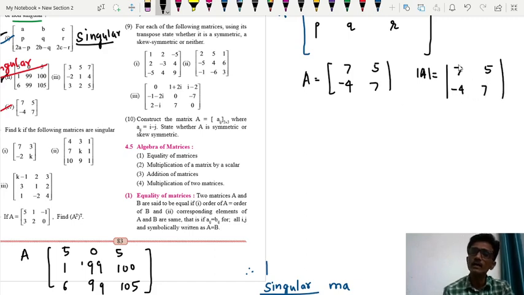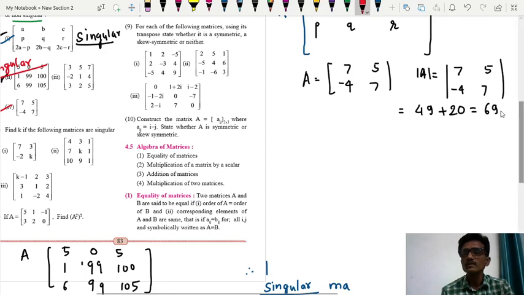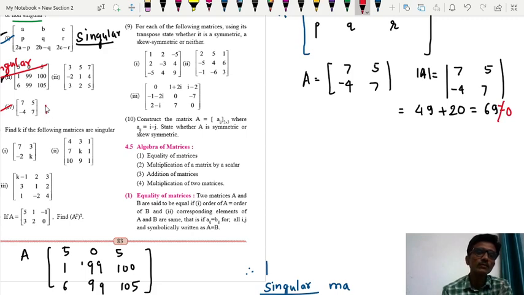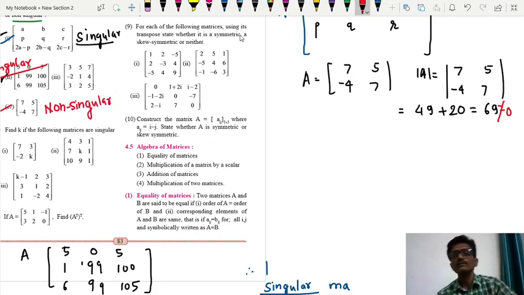इसको expand करना है. 49 it is. 49 and minus of minus it will be plus 20. ये होगा 69. Clearly it is not equal to 0. ये 0 नहीं है. Therefore what did you infer? Determinant of this is not equal to 0. Therefore it is a non-singular matrix. ये मैट्रिक्स जो है non-singular matrix है. Okay? Yes, this is a non-singular matrix.